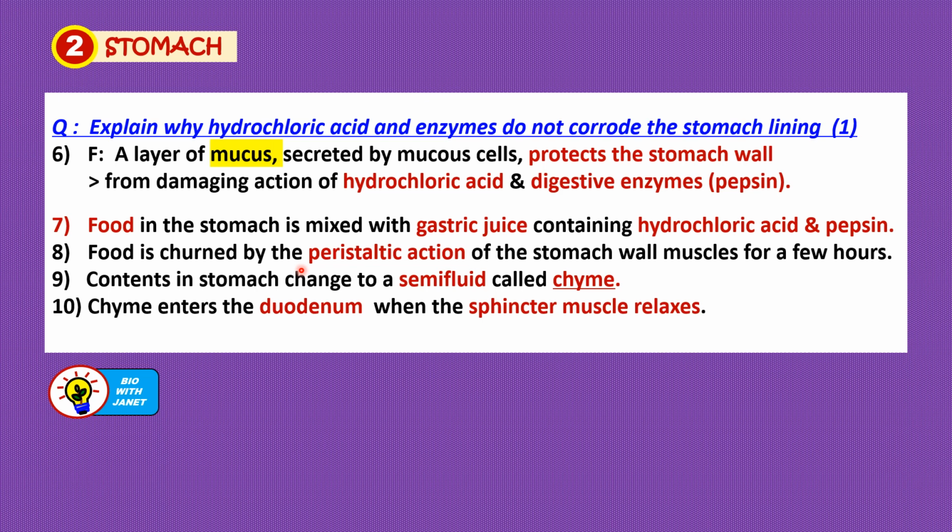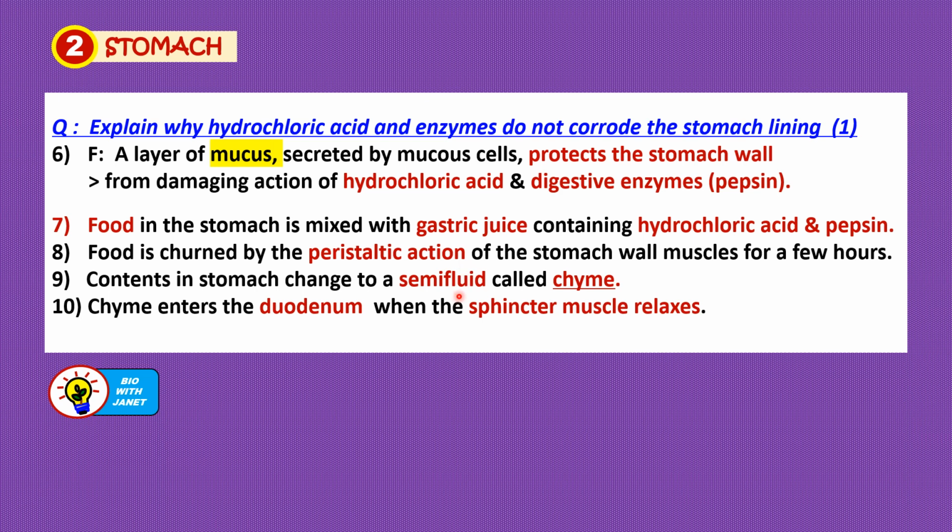Number 7, food in the stomach is mixed with gastric juice containing hydrochloric acid and pepsin, and the food is churned by the peristaltic action of the stomach wall muscles for a few hours. So digestion in the stomach after a big meal can last 3 to 4 hours, in which the food is being churned. You know, something like when you look at the washing machine, it's churning the clothes around. So the stomach can also churn the food, but of course not so vigorously like a washing machine. It does it by the peristaltic action, the contraction and relaxation of the stomach muscles.